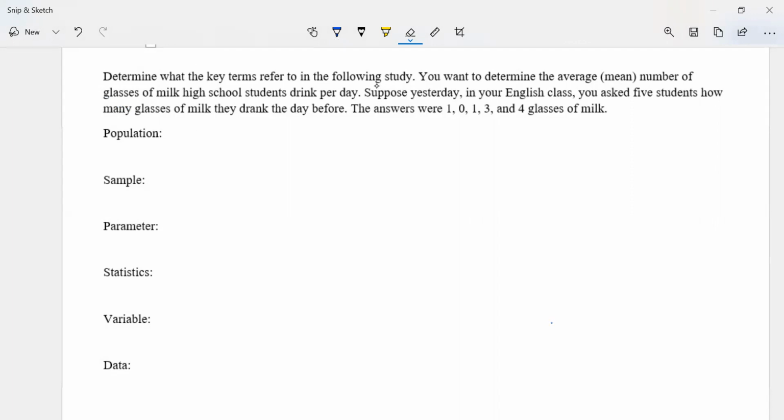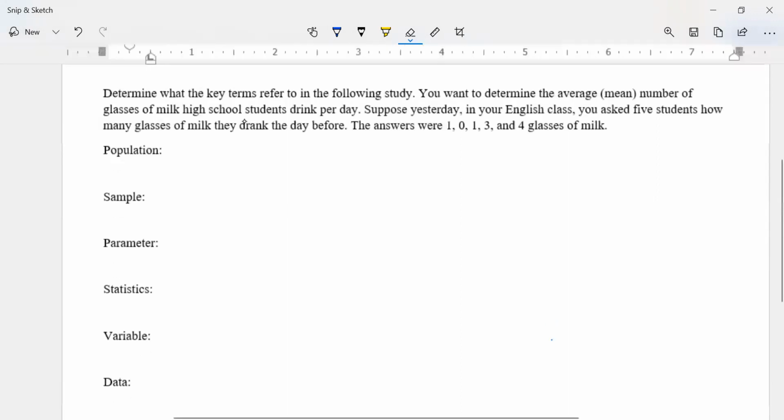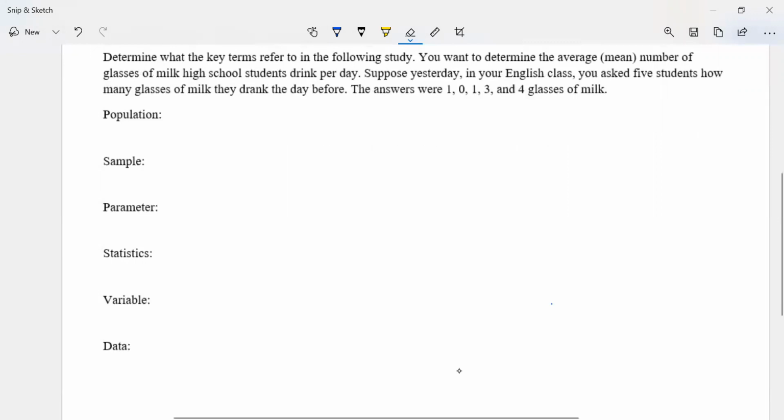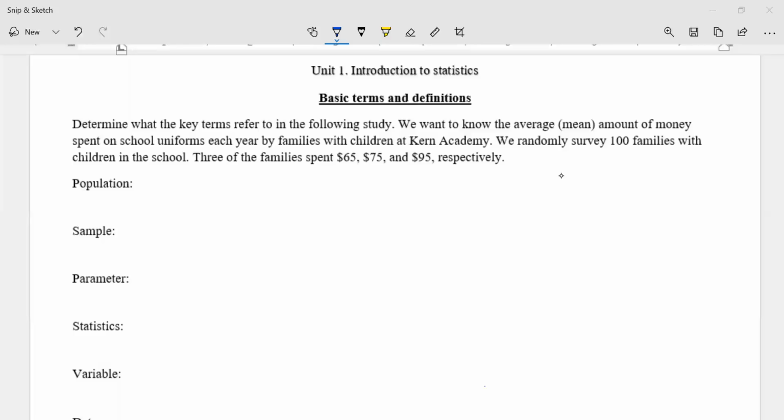But I want to know, we want to determine the average number of glasses of, oops, wrong question. Let me change it back to the question that we're working on. All right, so here's my first question. The population, it says we want to know the average amount of money spent on school uniforms each year by families with children at Current Academy. So who am I studying? Who is the population? Who actually spends the money on school uniforms?